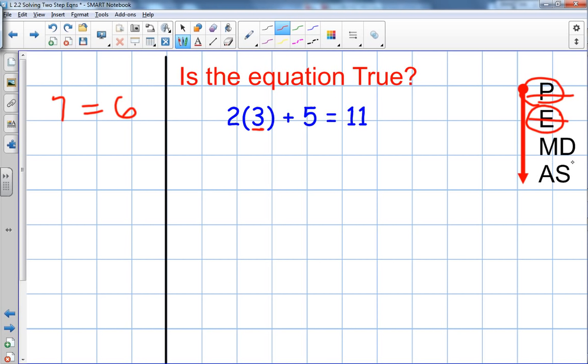And then you look for multiplication and division. And 2 times 3 is multiplication, so I'm going to do that step first. 2 times 3 is 6. Plus 5 equals 11. And then you finish by looking for addition and subtraction. 6 plus 5 is addition, and that equals 11. And because both sides of this equation are both 11, it's a true equation. Now really all I wanted you to see was how the order of operations works when you're simplifying expressions or simplifying numbers.